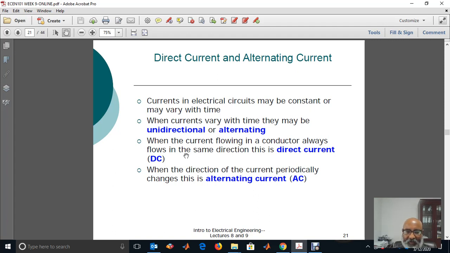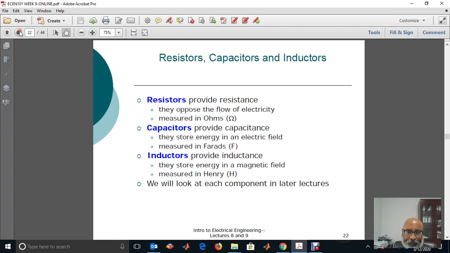And another type is direct current. Direct current always flows in the same direction.